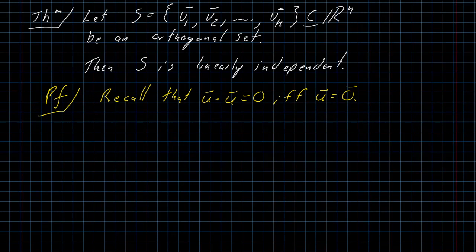Before I get into the proof, I want to remind you of a result that we talked about very early in the course. U dot U is equal to 0 if and only if U is the zero vector. That is going to be an important consideration in this, because I just realized that I didn't put a word in my theorem.